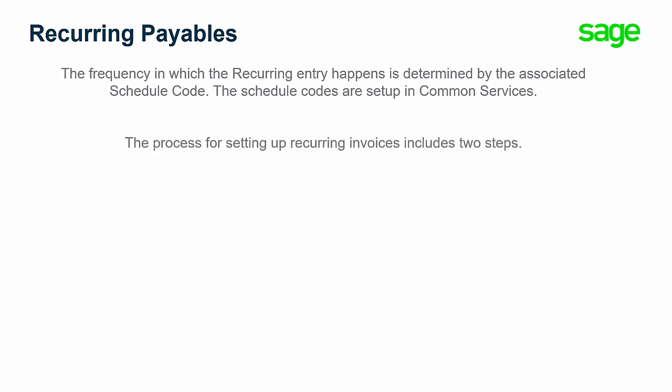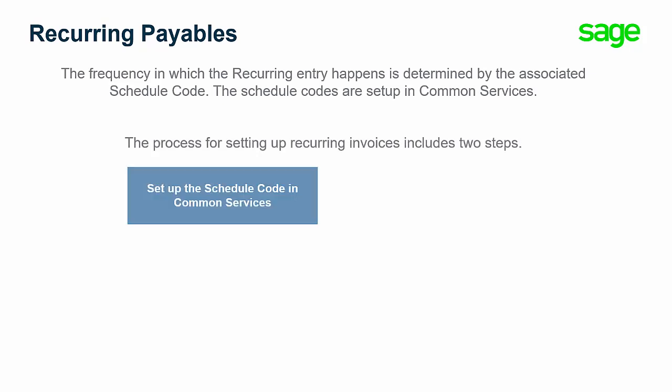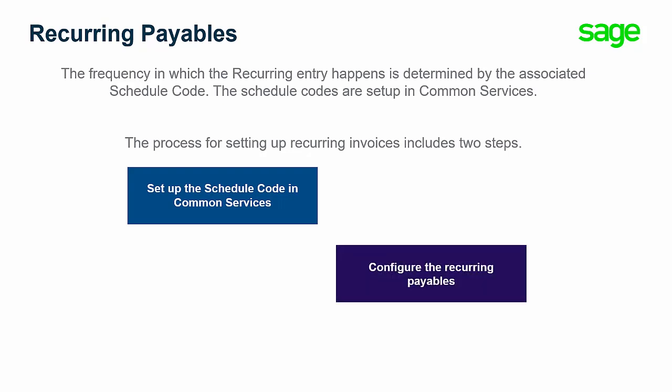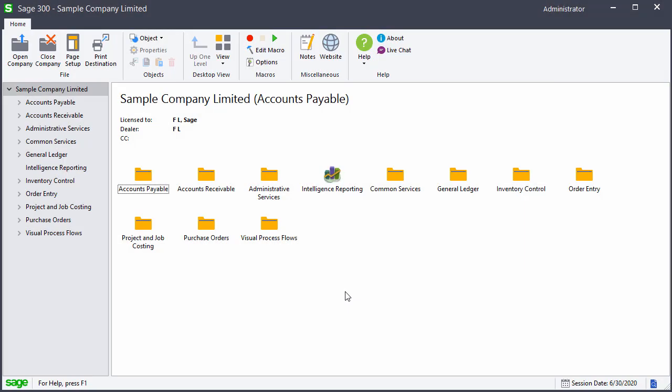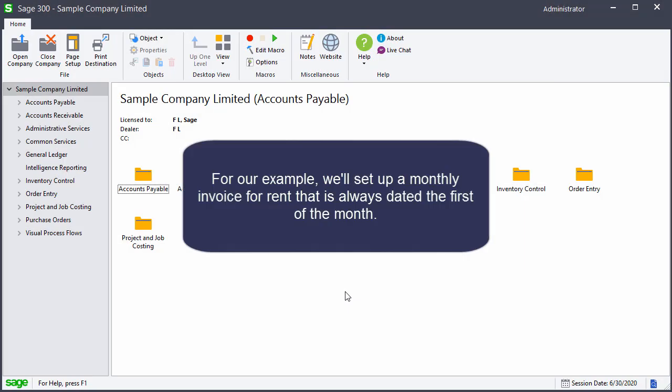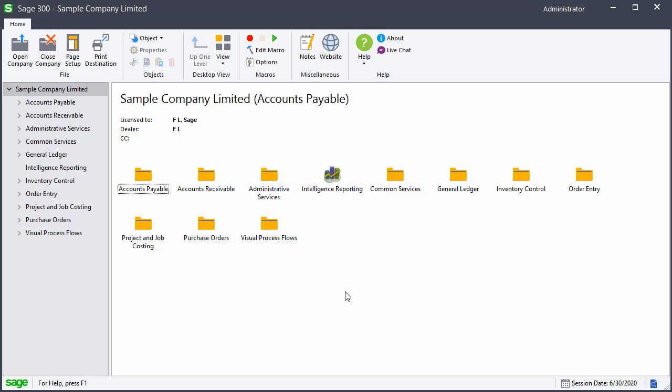The process for setting up recurring invoices includes two steps. First, we need to set up the schedule code in Common Services. Then we configure the recurring payables. Let's see how to set up a recurring entry. For our example, we'll set up a monthly invoice for rent that is always dated the first of the month.